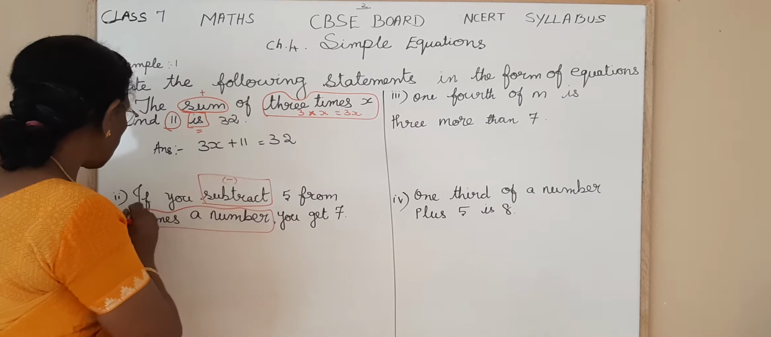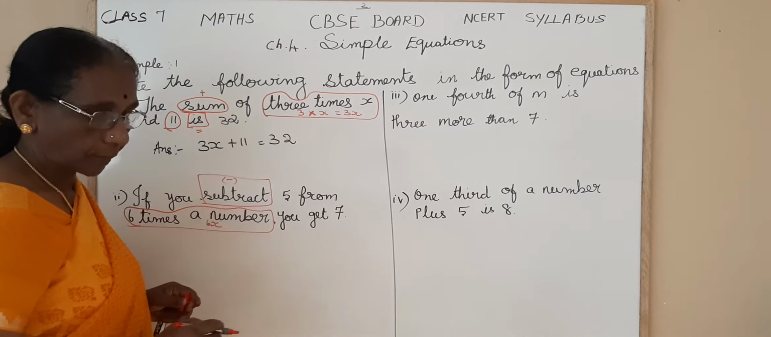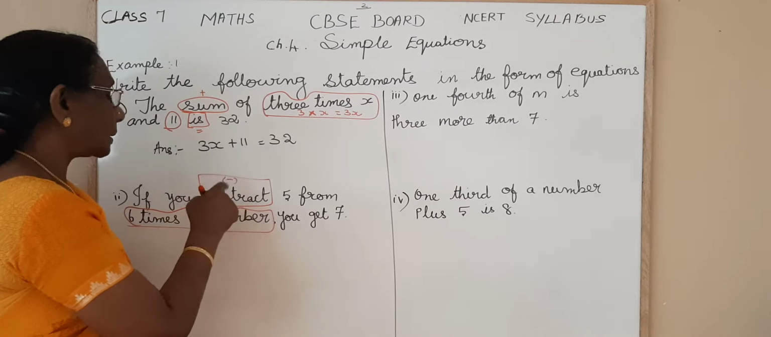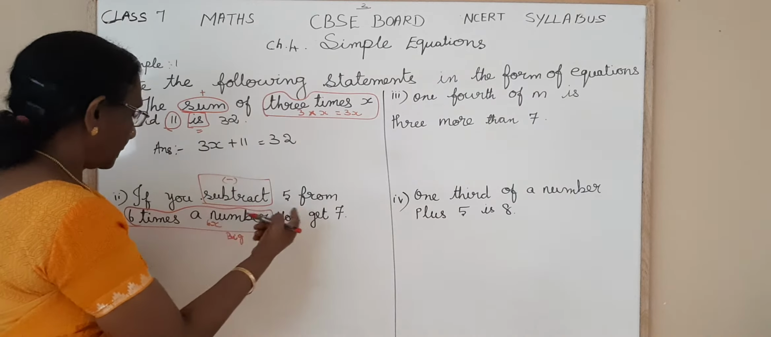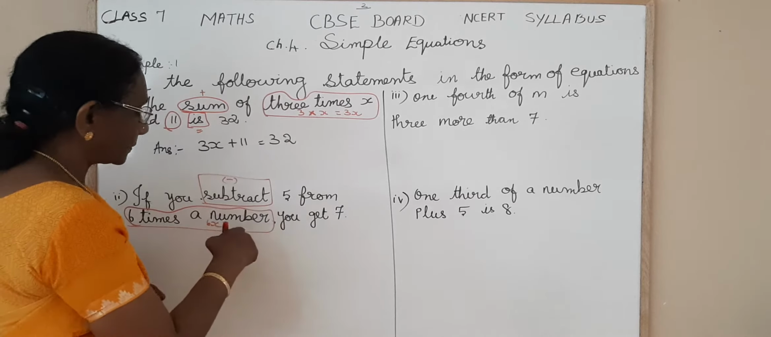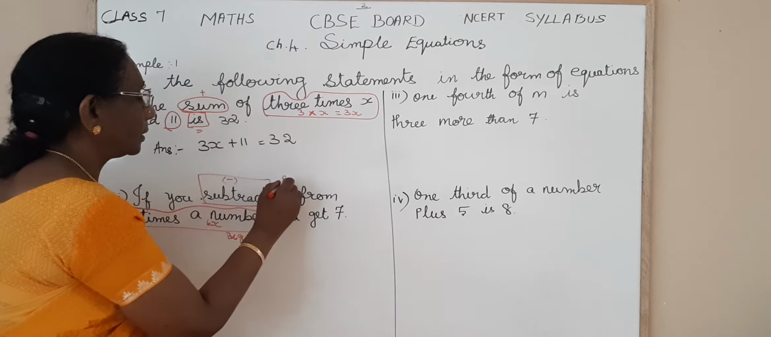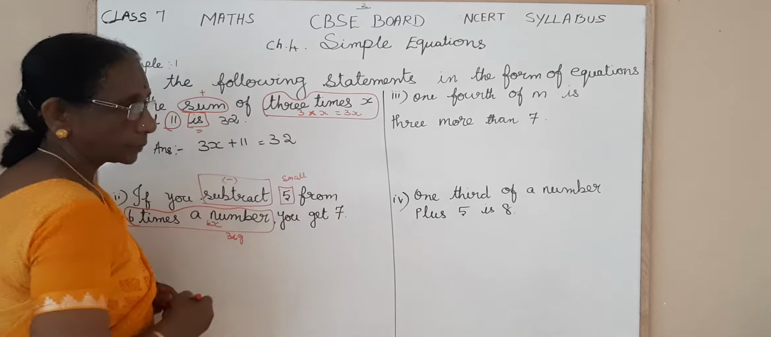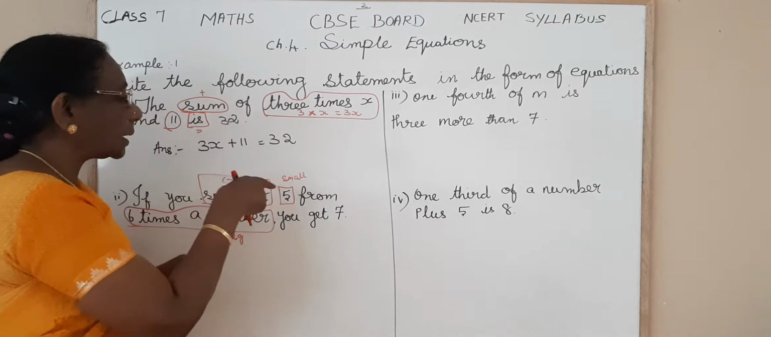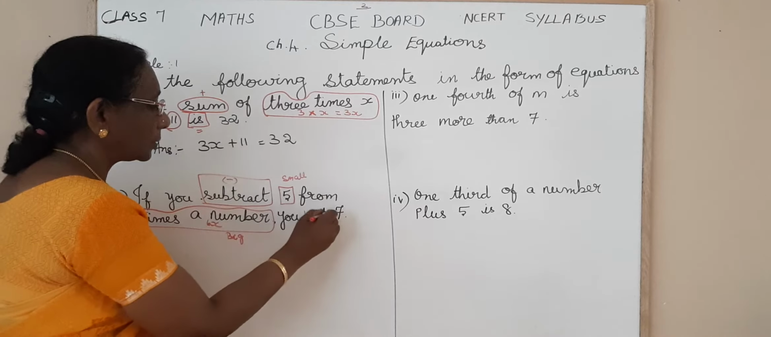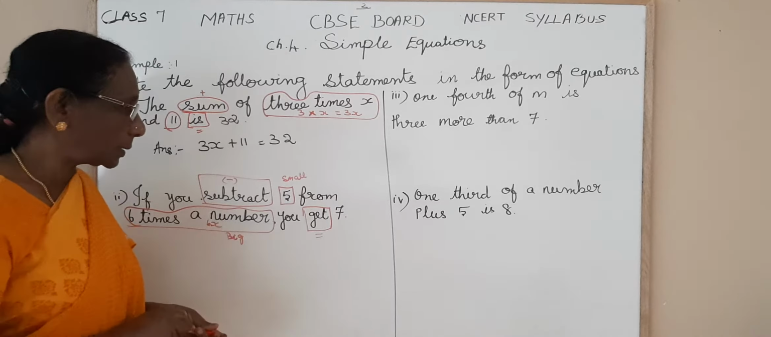Now you can apply what? 6 times a number is what? 6x. Okay. So 6x minus. So this is the big number. The number that comes after the word from is the big number. And what are you taking? 5 you are taking. So this is the small number. From 6x you are taking 5. So it is 6x minus 5. You get. So you get means what sign? Equal sign.